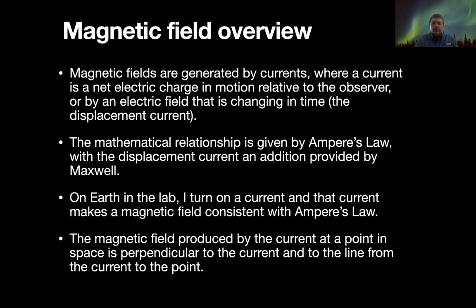Now, here on Earth in the lab, I can turn on a current, and then that current makes a magnetic field that's consistent with Ampere's law. And at every point in space, the magnetic field produced by the current at that point is perpendicular to the current and to the line from the current to the point. So this means that magnetic fields are really, intrinsically 3D, because if I have a current, then the magnetic field is always perpendicular to the current. That always poses difficulty in drawing currents in magnetic fields.